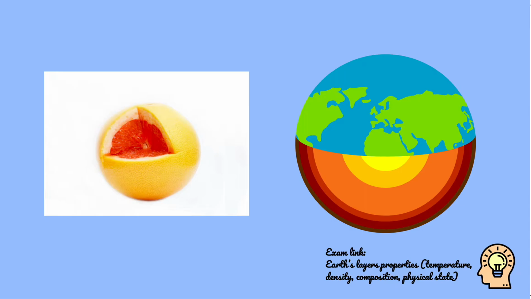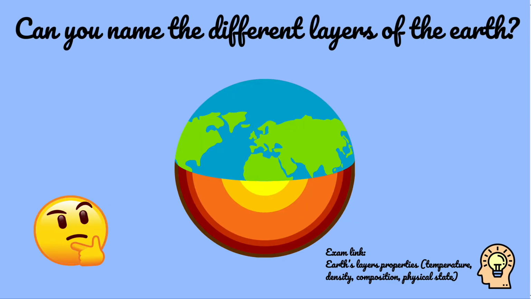So the first thing that I want you to think about is what are the different layers of the Earth. The Earth has 4 separate layers. I want you to pause this video, have a think, and see if you can name each of those 4 different layers.